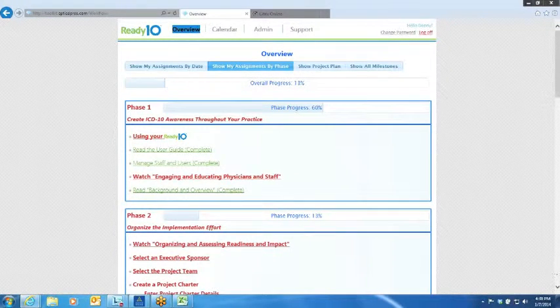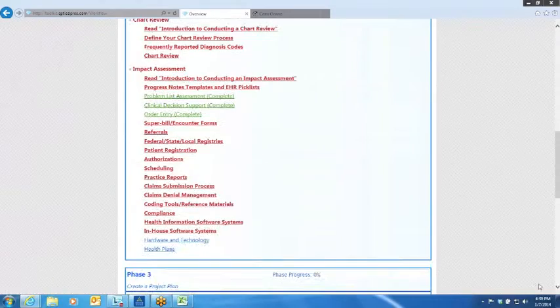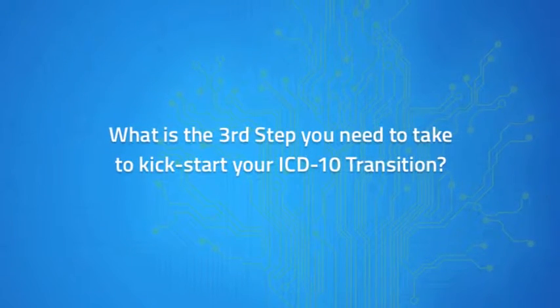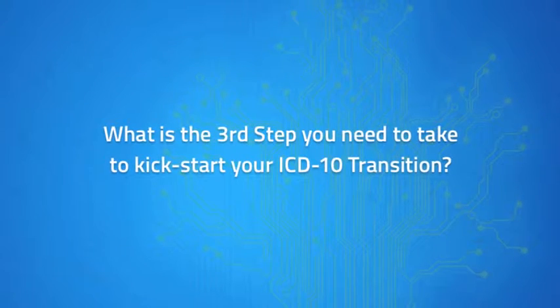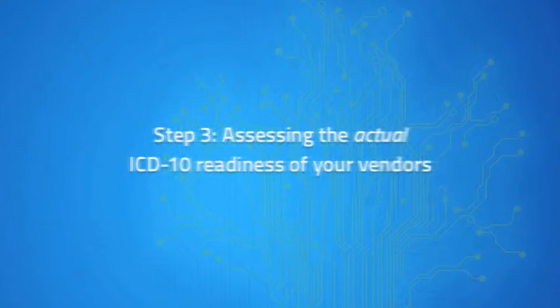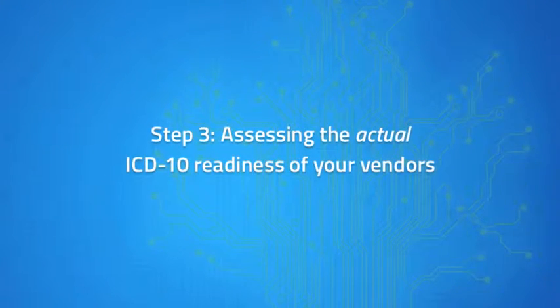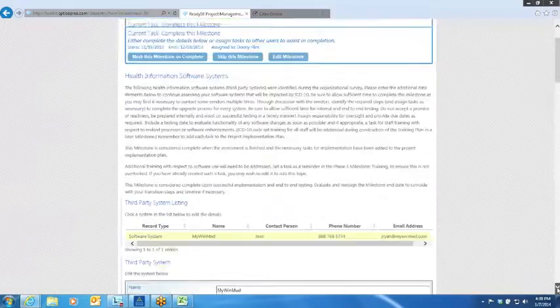What's the third thing? Well, as we mentioned before, one of your biggest challenges is coordinating ICD-10 readiness with all those external stakeholders. So let's take a look at the third thing you need to do to kickstart your transition. That's your healthcare software vendor. Don't be satisfied with an answer from your vendor that says, don't worry about ICD-10, we've got your back, we're going to be ready. That's not a good answer, but that's also not the question you need to ask.